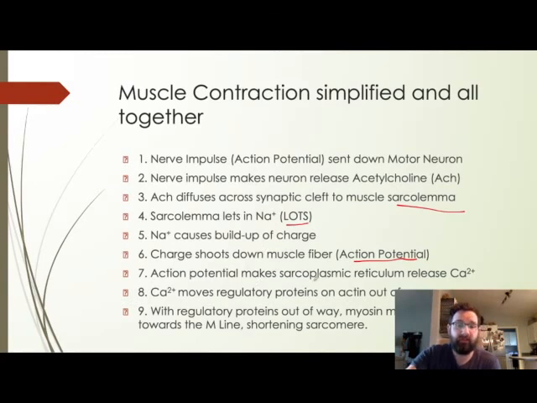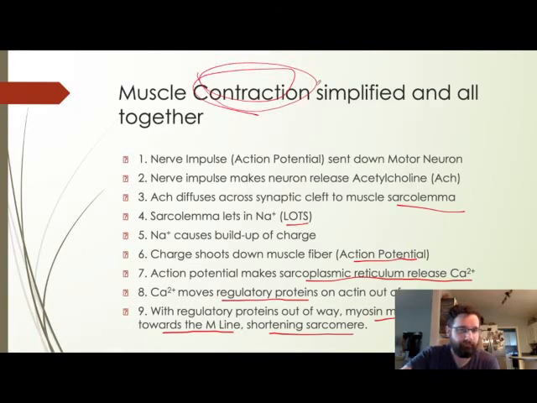The action potential makes the sarcoplasmic reticulum release Ca2+, which is calcium. The calcium moves the regulatory proteins on actin out of the way so that myosin can move those actin filaments towards the M line, shortening the sarcomere, which gives you contraction. Okay?